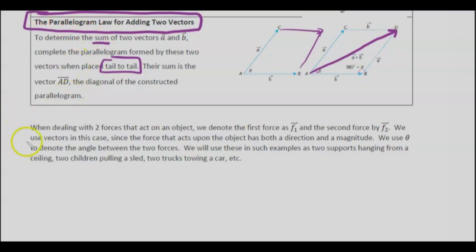Okay, so when dealing with two forces that act on an object, we denote the first force as F1 and the second force as F2. And we can use vectors in this case since the force that acts upon the object has both a direction and a magnitude. Okay, so force is a vector.